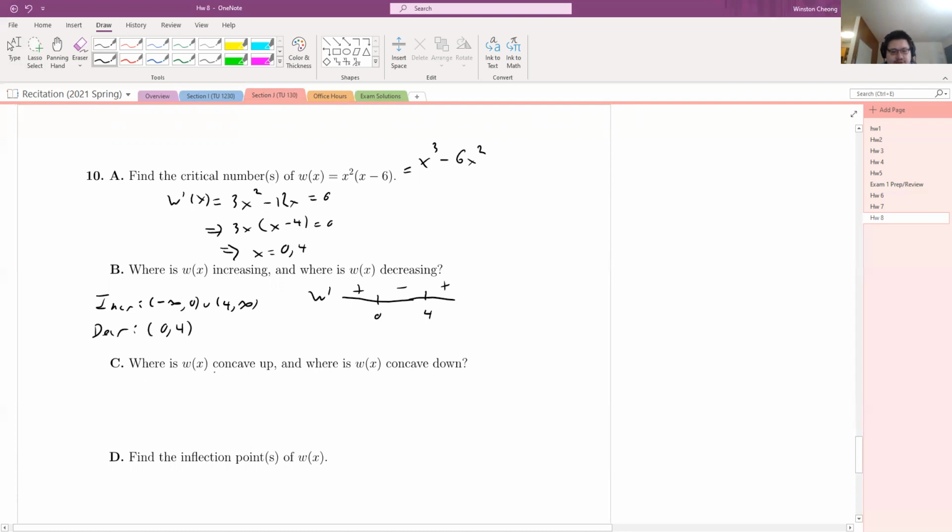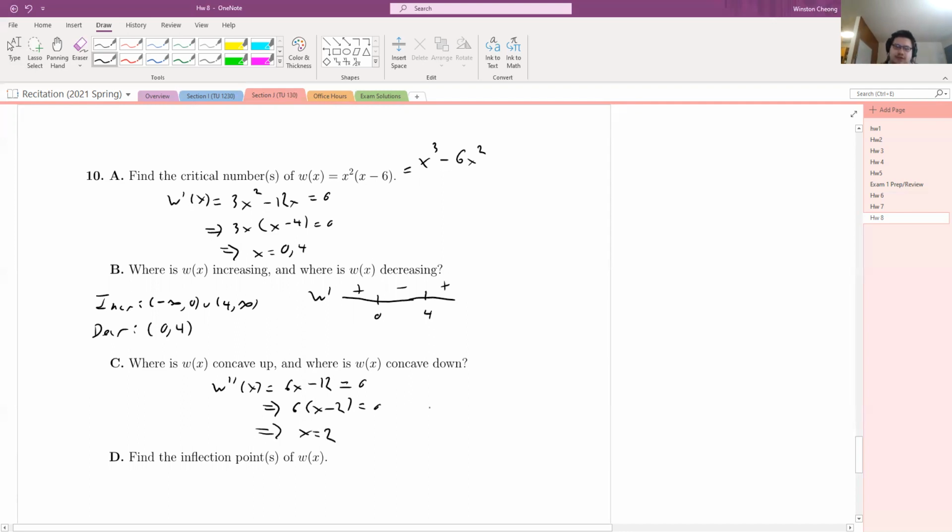Okay, next we want to determine concavity. Well, that's going to require that we have the second derivative. So we need to compute the second derivative. I'm going to use this version of the first derivative, and I'll just calculate it from there. So I'll get a 6x minus 12, set it equal to 0, and solve. So 6 times x minus 2. So then x is equal to 2.